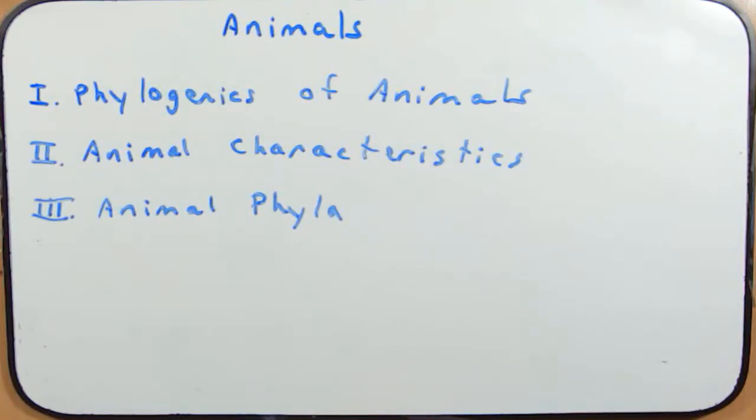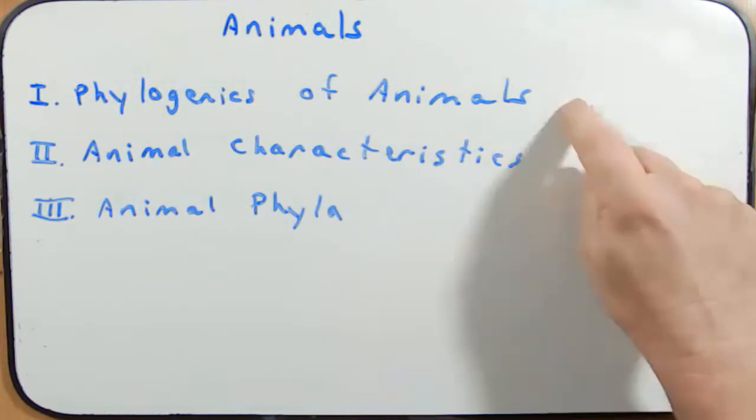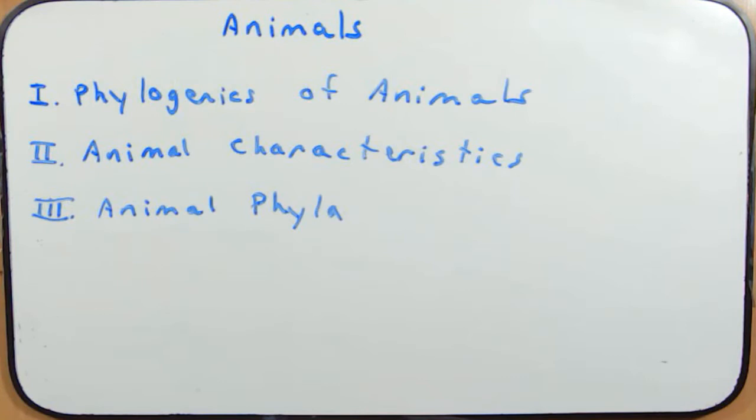This is going to be our first of many podcasts where we're going to talk about animals. The purpose of this first video podcast is to introduce you to animals and some of their features. I'm going to begin by talking a little bit about the phylogenetics of animals, and then talk about some common characteristics we see in animals, and then I'm going to list several of the different phyla of animals.